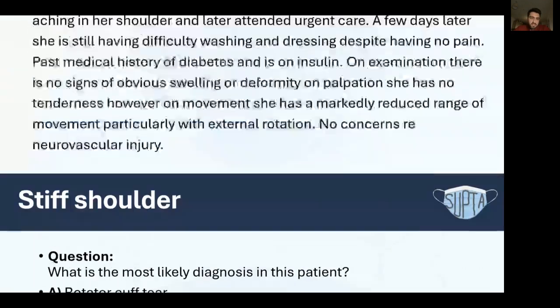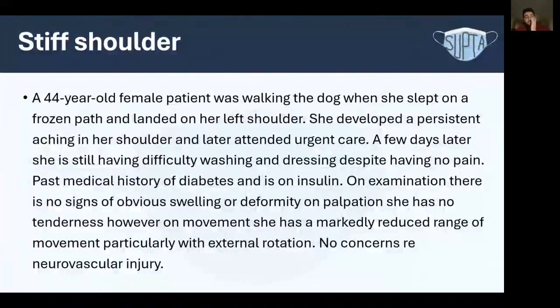I'm just going to go back to the case so that you guys could read it on your own as well. And the poll should be coming up. Just give it a few more seconds for everyone to decide.